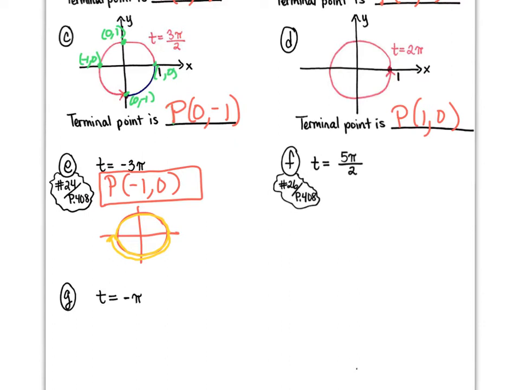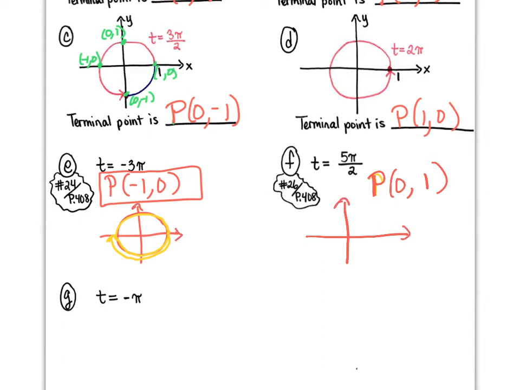Now, for part F, you have t is equal to 5 pi over 2. What is your terminal point for 5 pi over 2? Go ahead. (0, negative 1). (0, positive 1). Good, it's (0, positive 1). So that should be P of (0, 1). And let's draw it to just make sure we understand why.